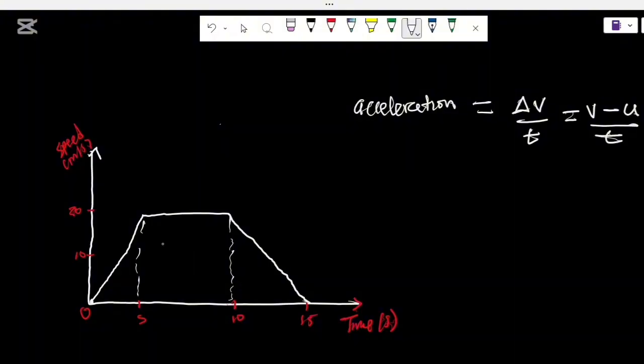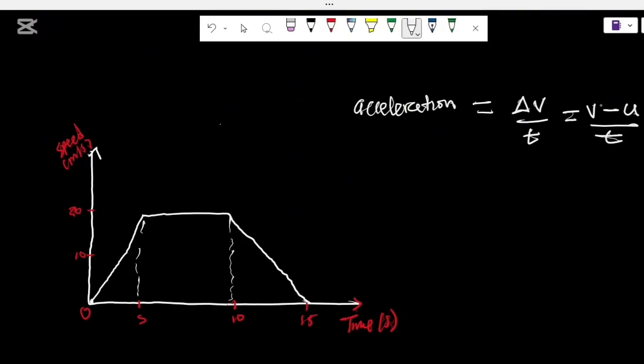So you might be asked a question to say, what is the acceleration of an object during the first 5 seconds? Notice that you have the first 5 seconds here. So from this point to this point, this is the first 5 seconds. So how do you deal with this particular problem? How can you calculate the acceleration of this object during the first 5 seconds? Well, this is the formula that we use. So make sure that you recall that formula.